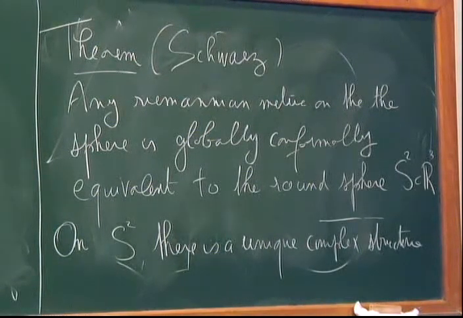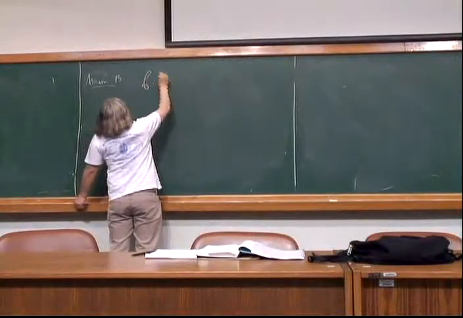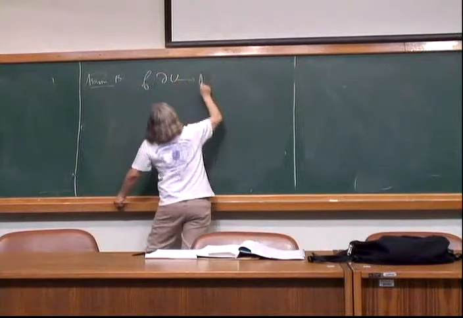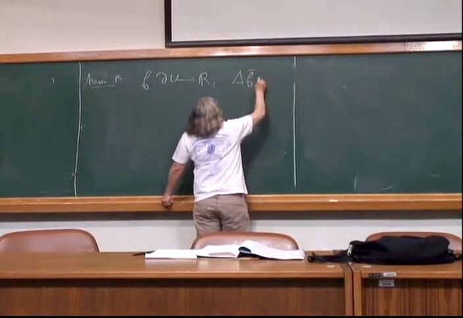Okay, so I remind you that we assume B, that is, we assume that given a function on the boundary of some domain, it can be extended by some harmonic function.